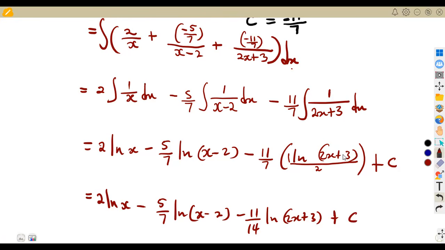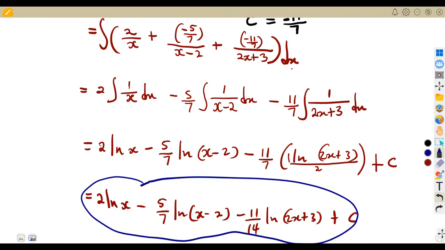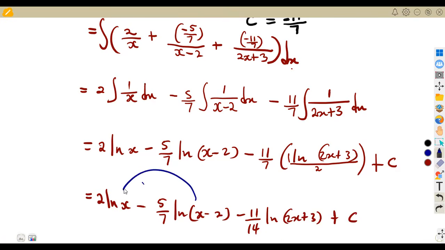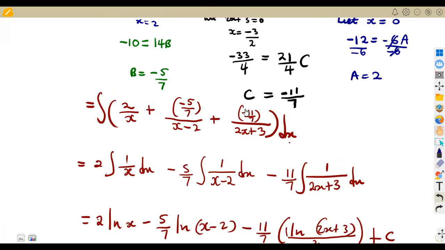So that is how we were supposed to have our integral at the end. What is important is that as long as all these terms are in your final answer, they can be in a different order. It depends on how you expanded the brackets. Maybe you started with the bracket of 2x plus 3 and ended with the bracket of x minus 2. The order does not matter.